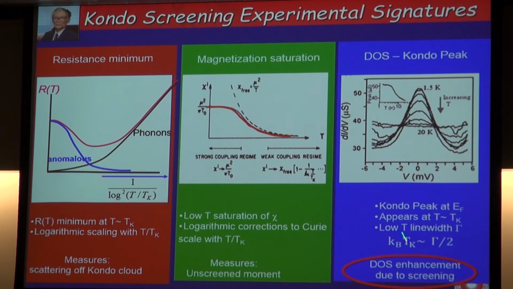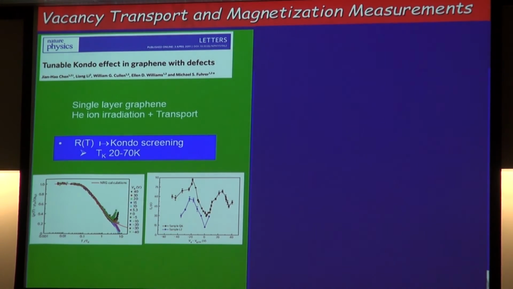What we are going to do is look at this peak here. There's a density enhancement at the Fermi energy due to screening. So I should talk about previous experiments on vacancies in graphene.